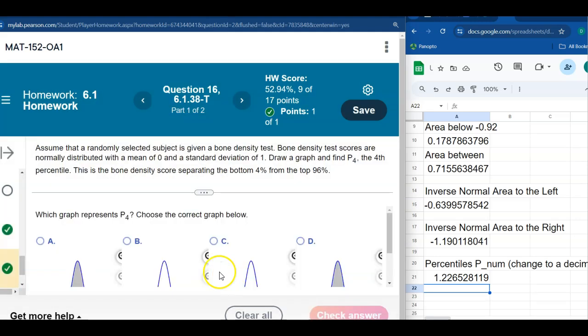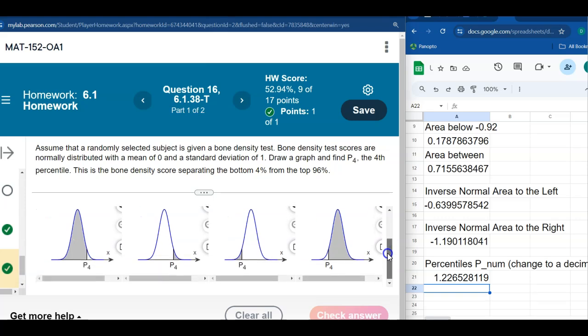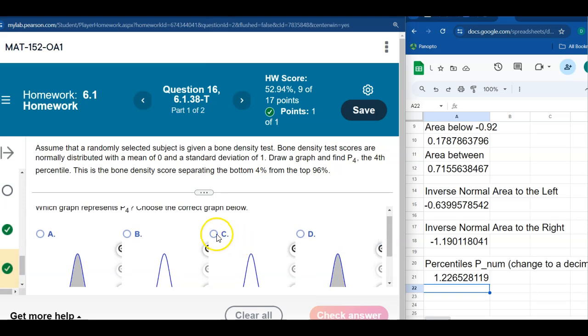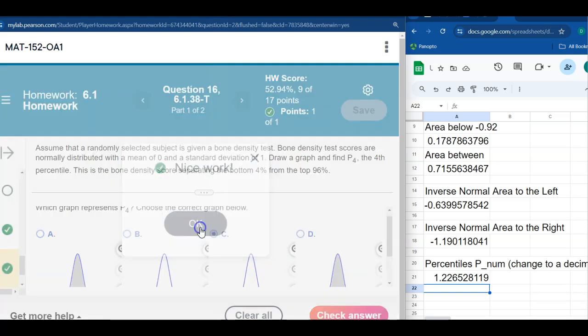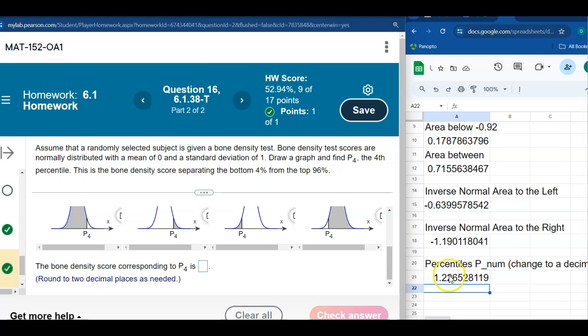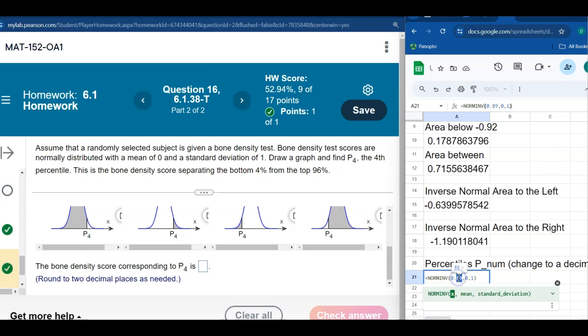All right, same one, except for now it's 4% rather than 89%. So there's not going to be much below the number I'm looking for. So I'm looking for just a tiny little sliver to the left because, again, bottom 4% is P4. So that's the one I want, the one that has hardly anything shaded to the left. All right, and then I need to find out what that number is. So I would go back into this percentiles one, and I would change that 89% to 0.04. Okay, remember 4% is 0.04, and so it gives me that.